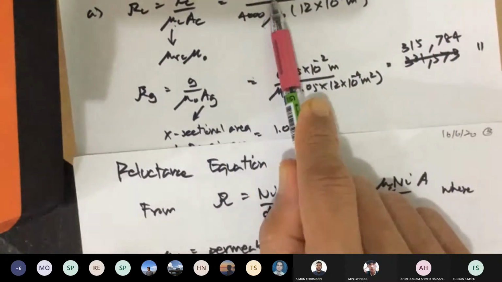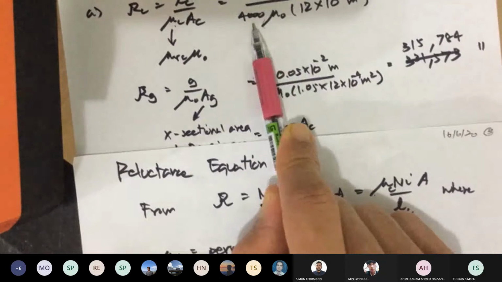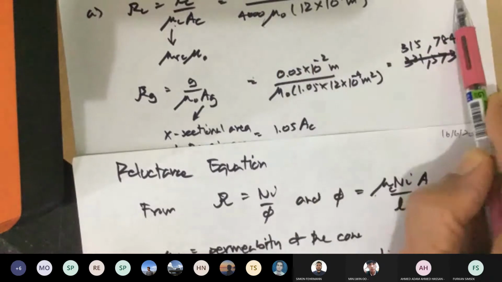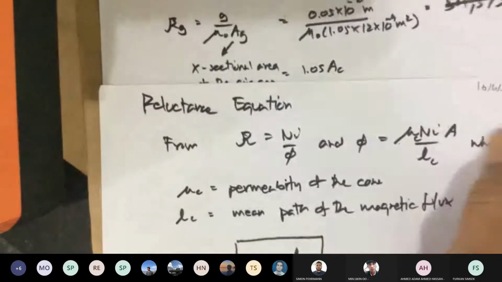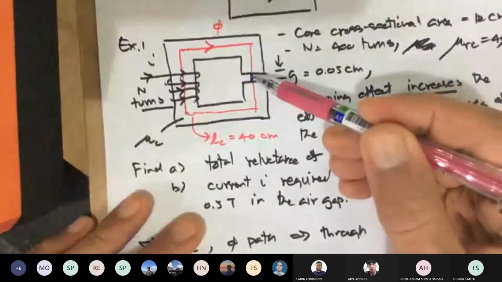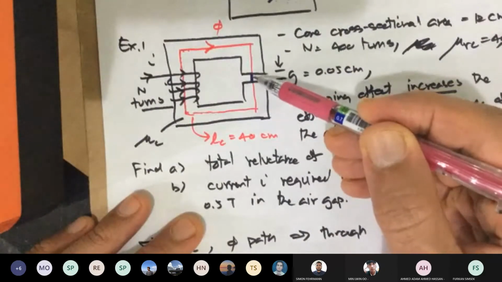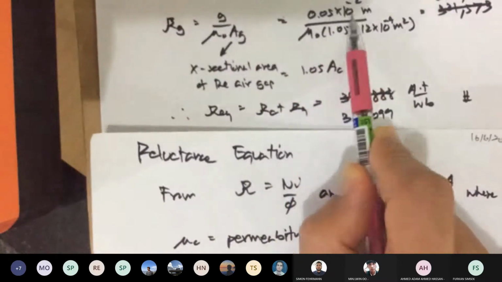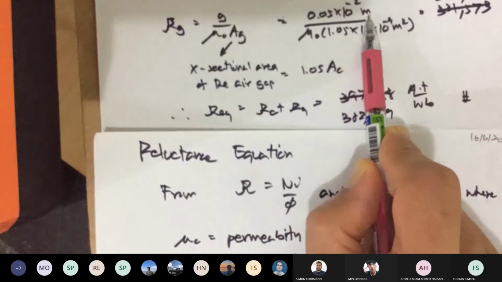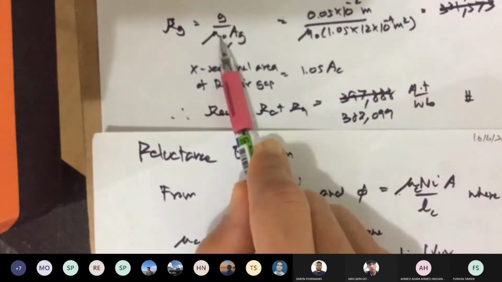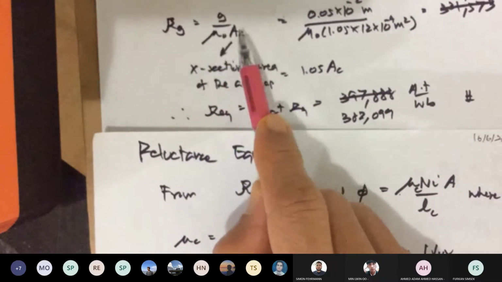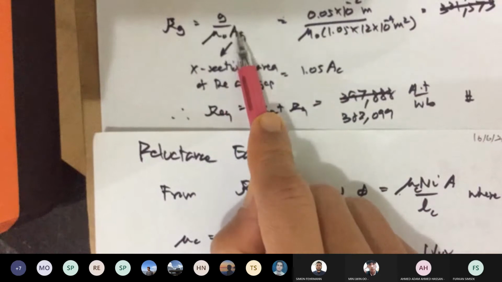So here, I was given 0.4 meter, mu R 4,000, mu naught, and AC in centimeters squared, converted to meters squared. Calculate that, you get this number. Do the same thing for the gap. The flux passes through the gap, only this black ink, a very short length. So the flux length in the air gap is going to be this gap, 0.05 times 10 to the negative 2 meter, converted from centimeters to meters. Because it's air, the relative permeability is 1, so it's not in here. So just mu naught, Ag, the effective area of the air gap.